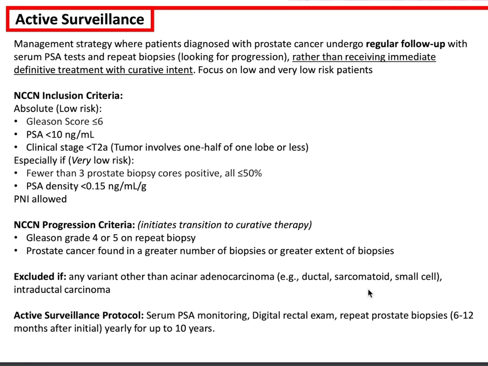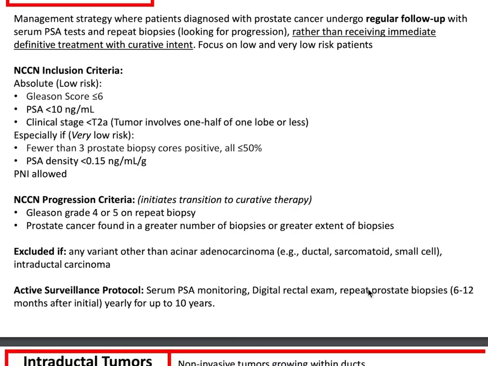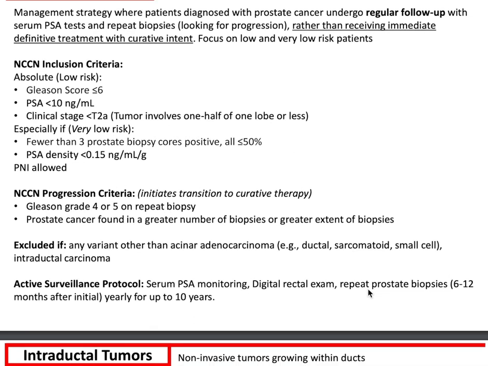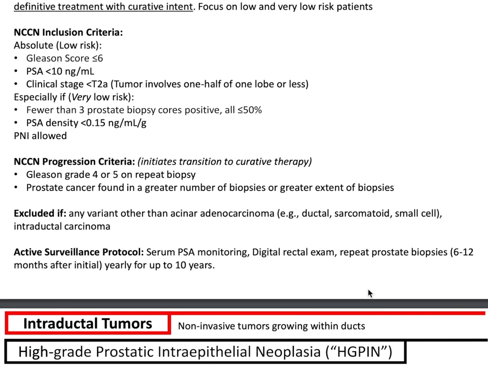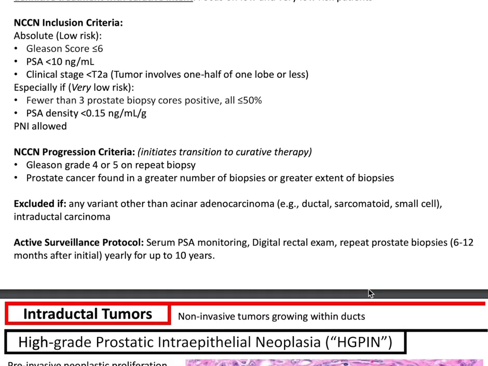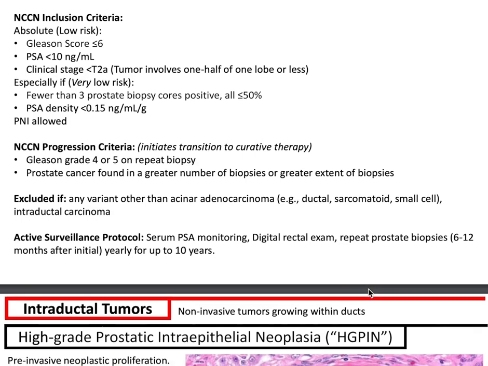NCCN progression criteria, where it initiates transition to curative therapy, is when you have Gleason grade 4 or 5 on repeat biopsy, and prostate cancer found in a greater number of biopsies or greater extent of biopsies. You want to exclude this if there's any variant other than acinar adenocarcinoma: ductal, sarcomatoid, small cell, intraductal carcinoma. Will skip the active surveillance part. And active surveillance protocol is, as mentioned before, the serum PSA monitoring, digital rectal exam, repeat prostate biopsies in 6 to 12 months after initial, and yearly for up to 10 years.